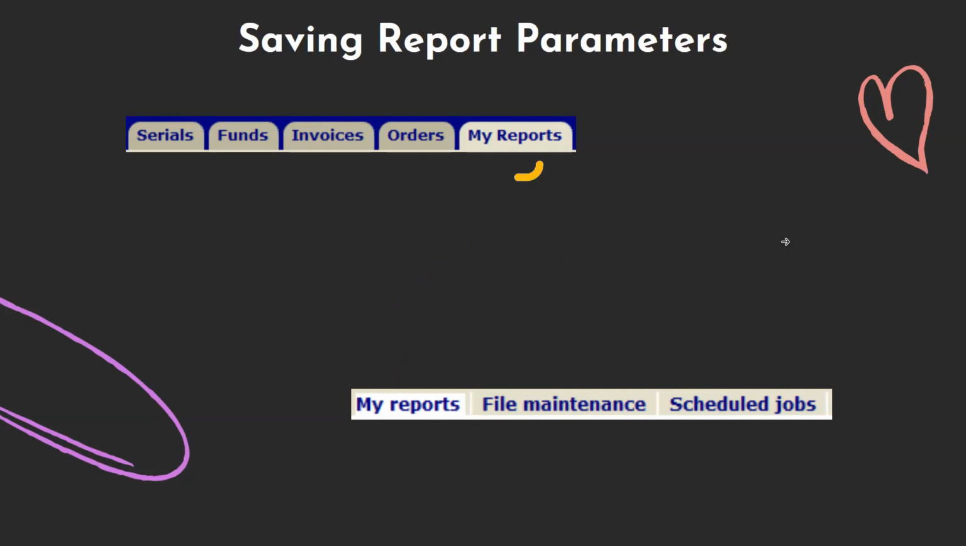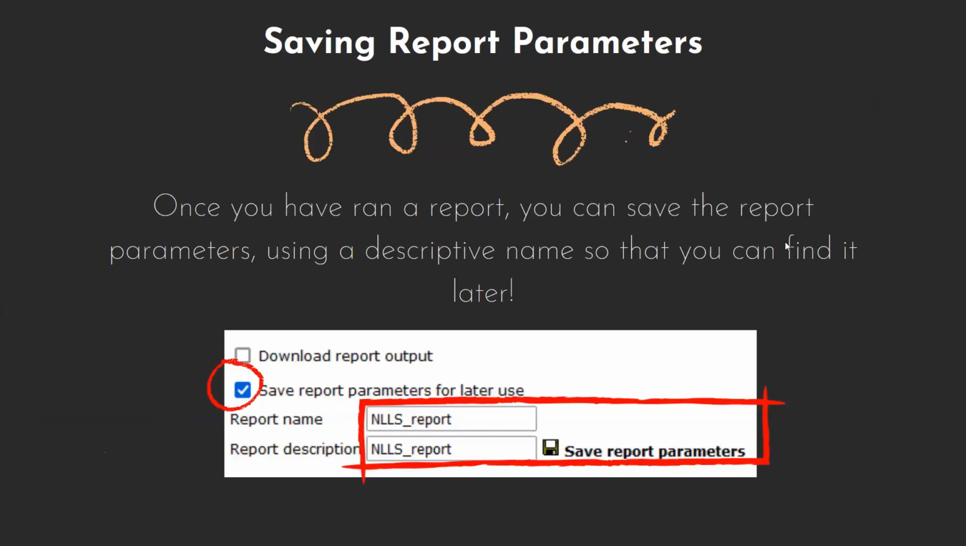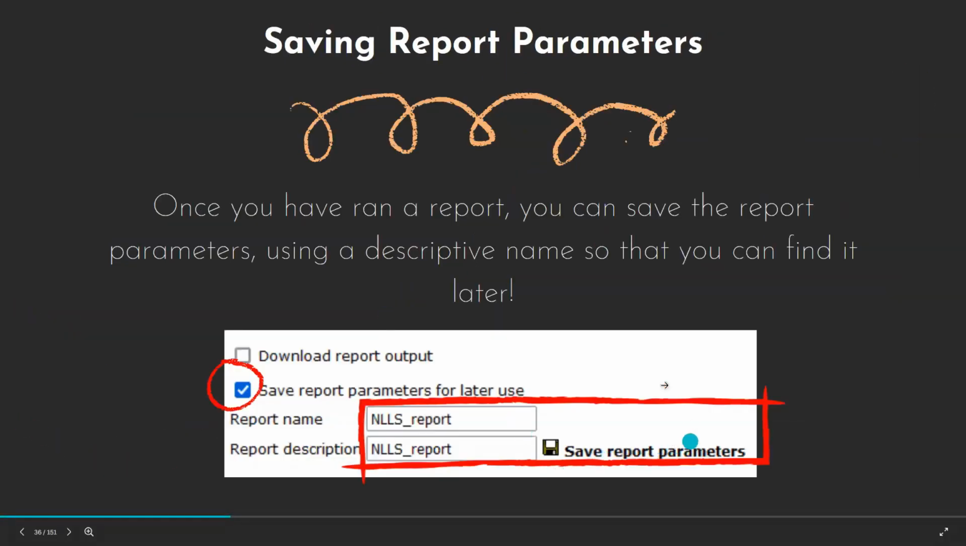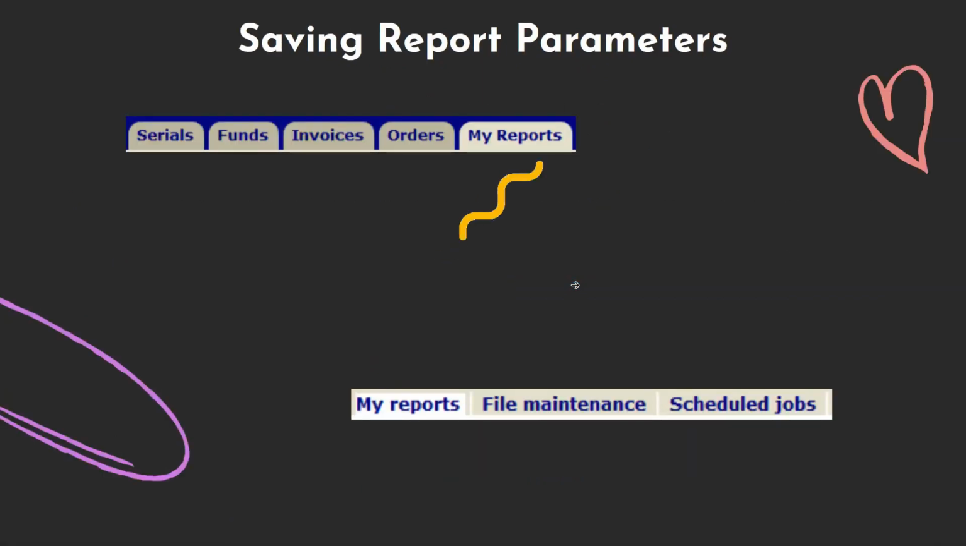If you go into My Reports after, it'll only work once you've saved the parameters. So you'll have to run a report and hit that little save button. Name it something that you can find easily, and you hit the little save, and save report. Okay, now that it's saved, you're going to go up into your tabs to My Reports.